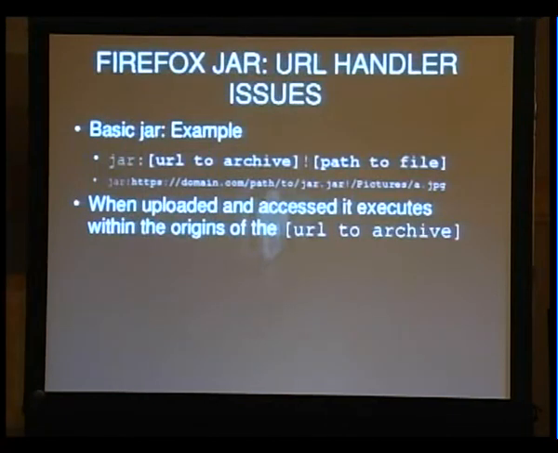With this jar vulnerability, this was a cross-domain vulnerability. So you're basically breaking the same origin policy, which means that you could give a malicious URL which points to your own site, and it could contain Java code in what appears to be a JPEG file.